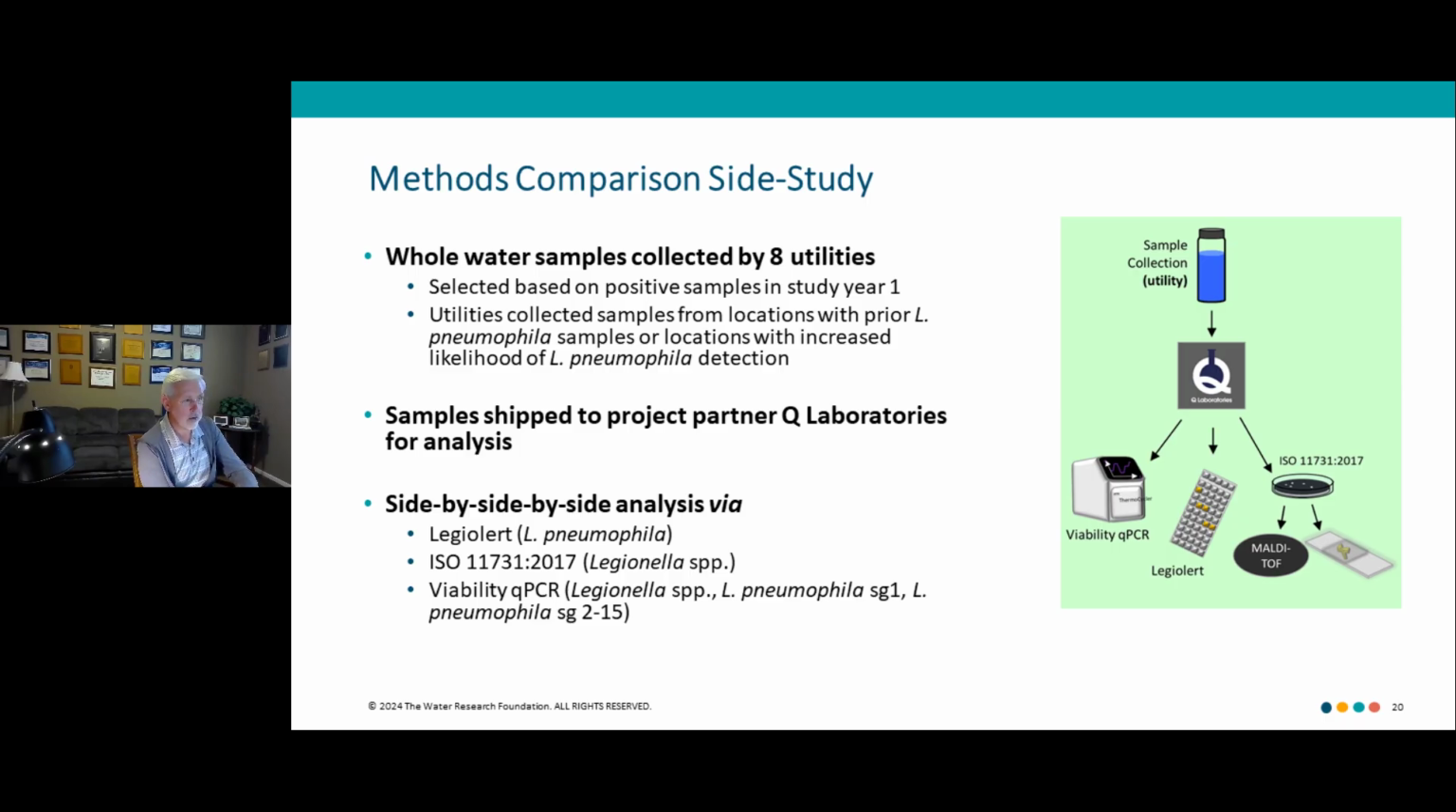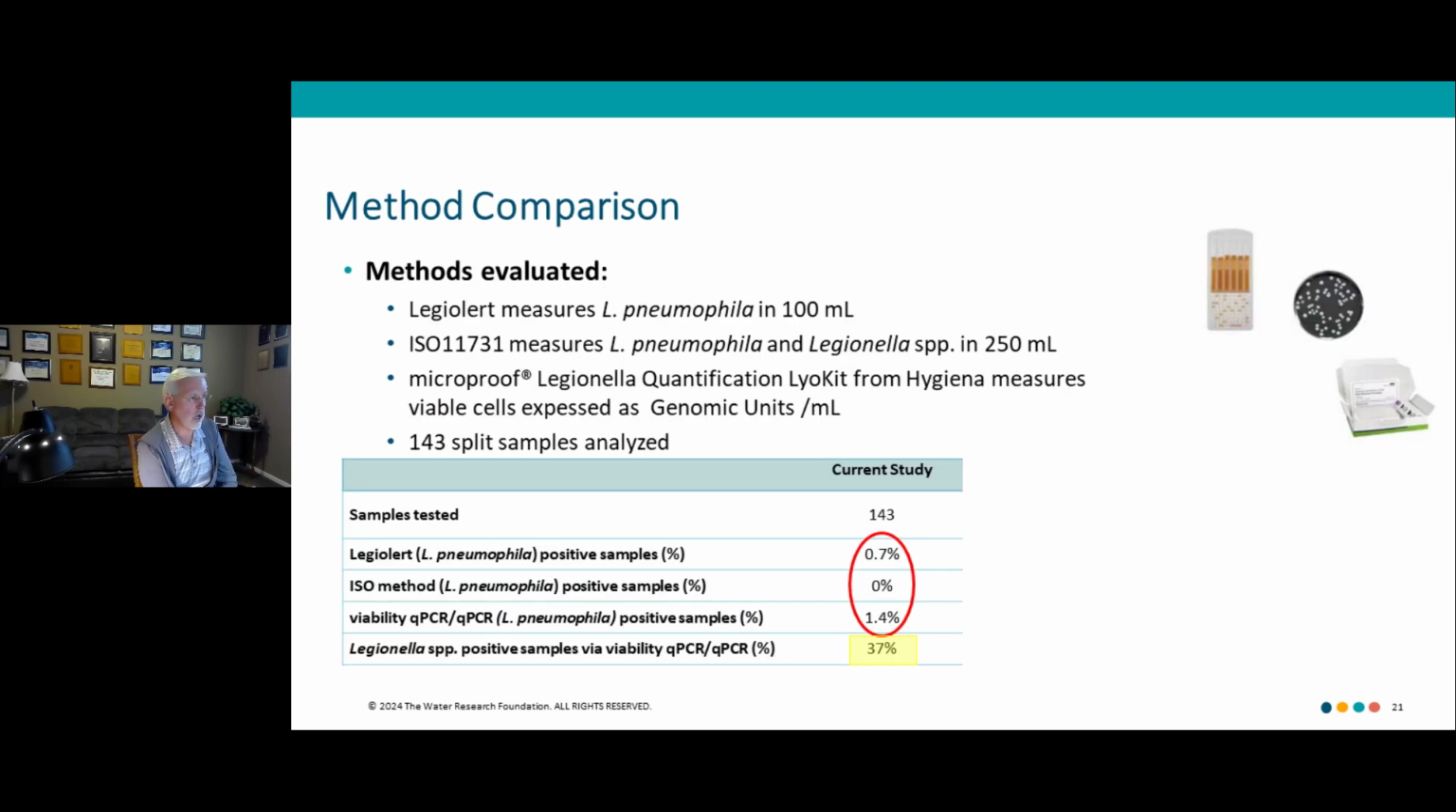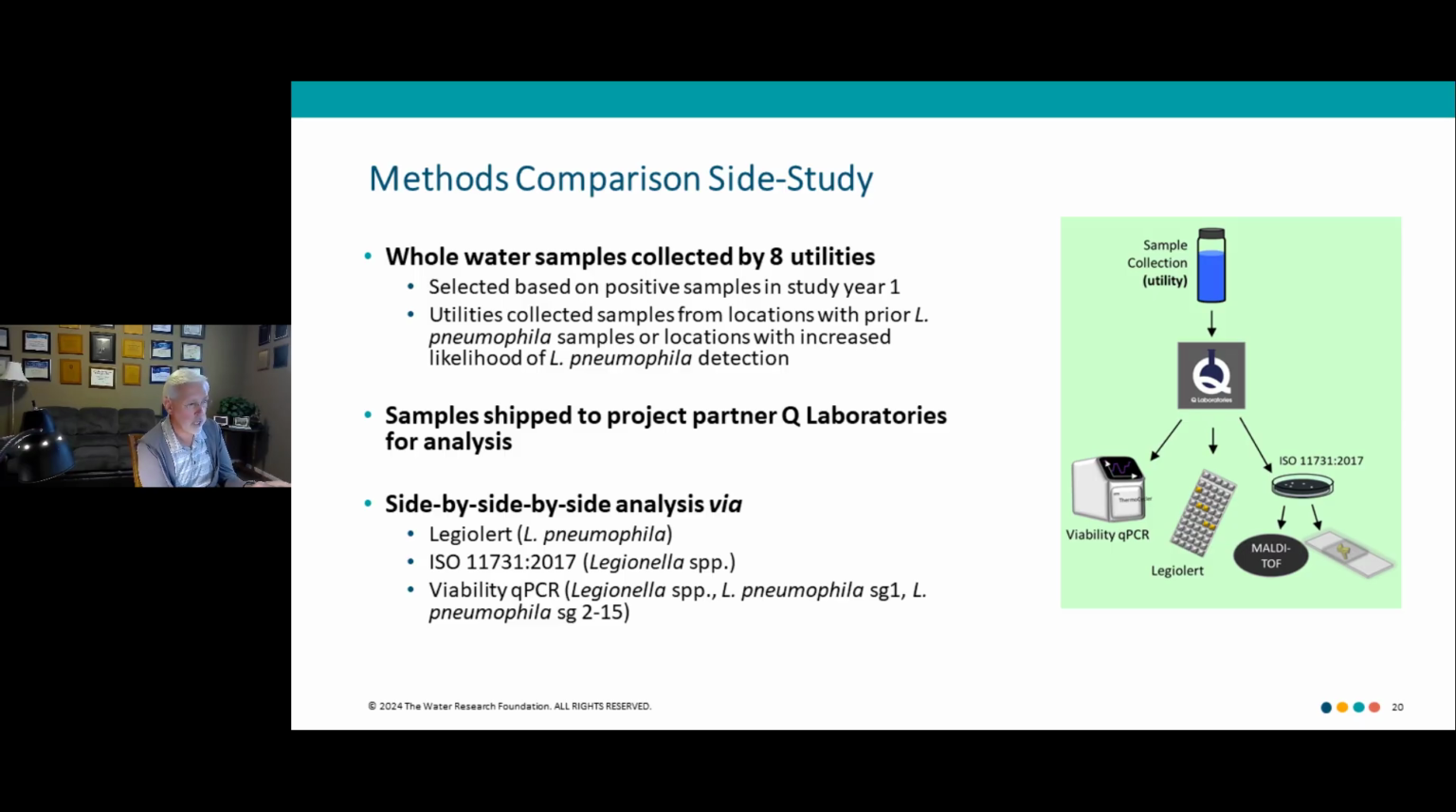Let's talk a little bit about that right-hand side, and that is the split samples. This is for 8 utilities that had some positives in the first year.